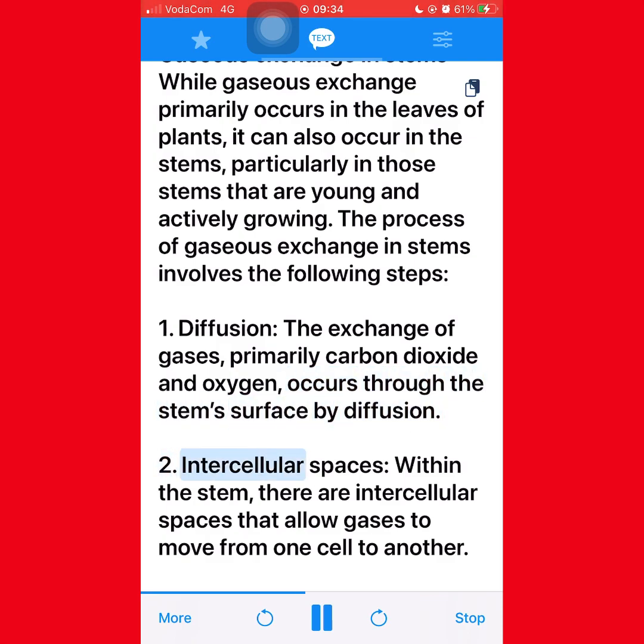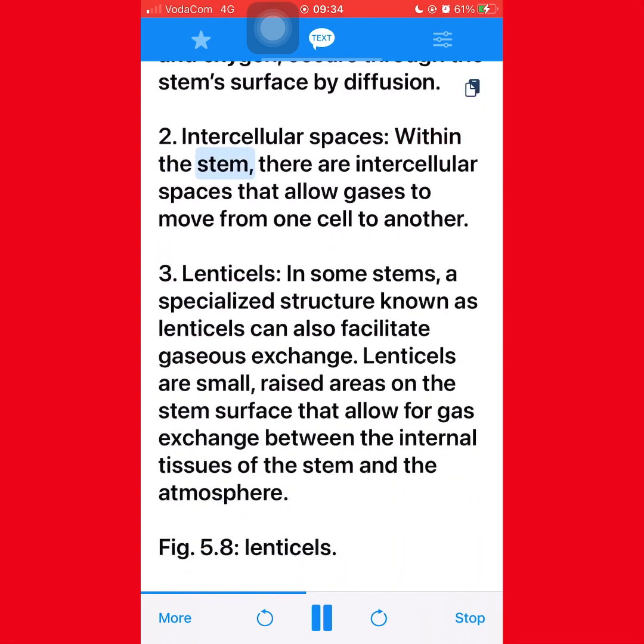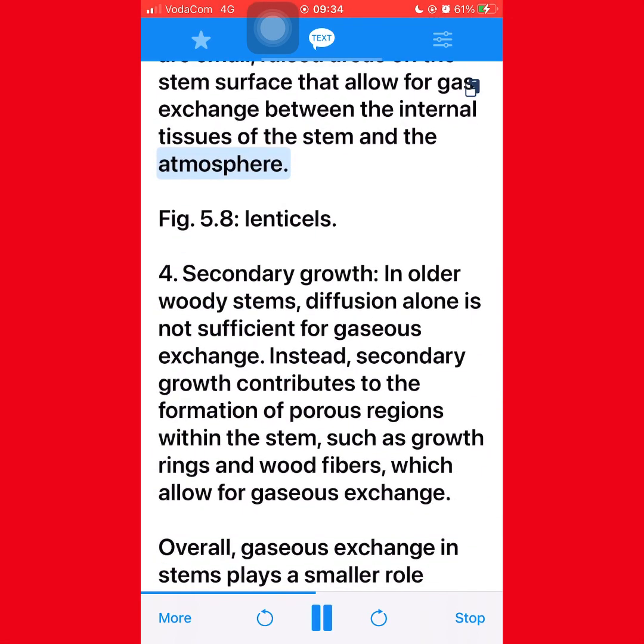2. Intercellular spaces. Within the stem, there are intercellular spaces that allow gases to move from one cell to another. 3. Lenticels. In some stems, a specialized structure known as lenticels can also facilitate gaseous exchange. Lenticels are small, raised areas on the stem surface that allow for gas exchange between the internal tissues of the stem and the atmosphere. Fig. 5.8. Lenticels.